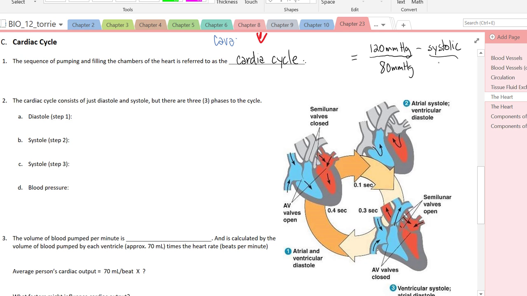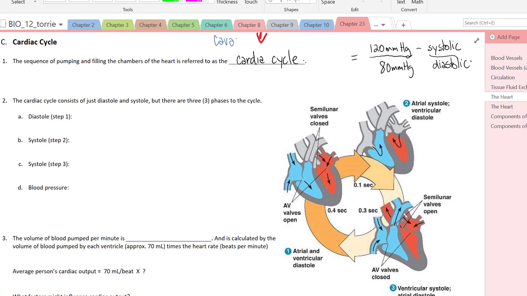And that lower reading, 80 millimeters of mercury, is what we refer to as diastolic, in which case the heart muscle is relaxing and chambers are filling with blood. So that's sort of like a resting pressure. Okay, so breaking down the cardiac cycle, step one begins with diastole.